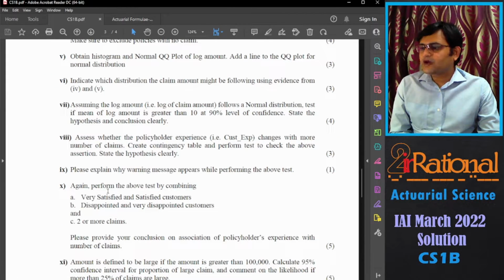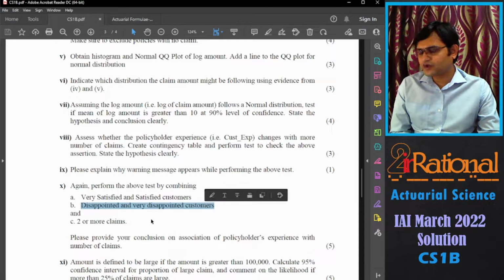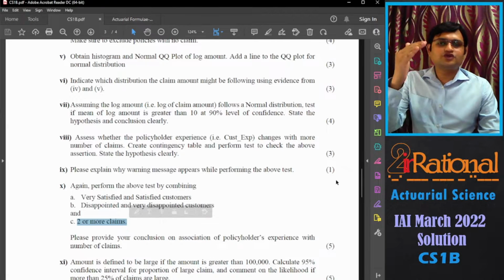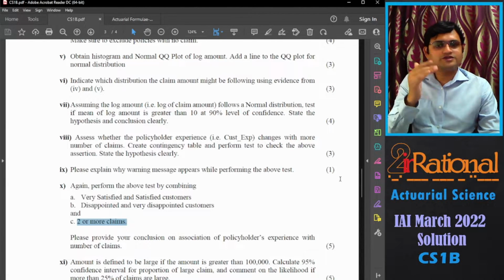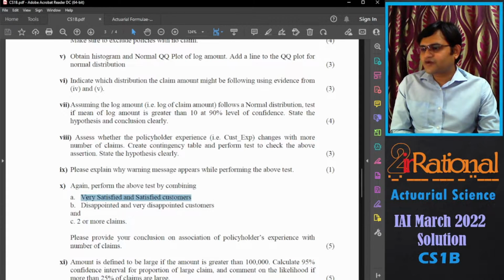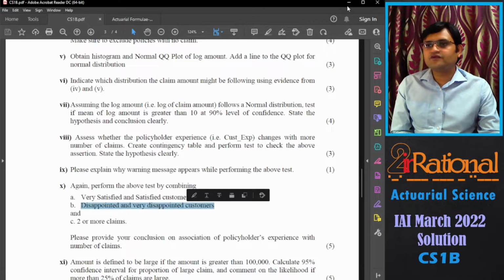Again perform the above test by combining, first of all, very satisfied and satisfied customers, then disappointed and very disappointed customers, and 2 or more claims. So we'll have 0, 1, 2 or more claims, that is 2 and 3 we have to combine. So our last row and second last row we need to combine. And then very satisfied, satisfied, and disappointed and very disappointed.